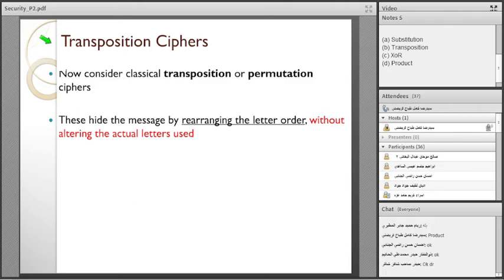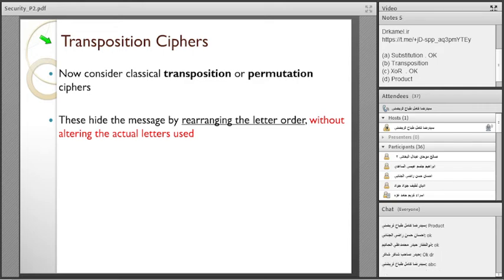Okay, transposition ciphers are the other type of cipher. If you look at the notes, we talked about substitution, and we had an example of substitution. We also had an example of XOR one-time pad. The first one was Caesar. Now we talk about transposition.